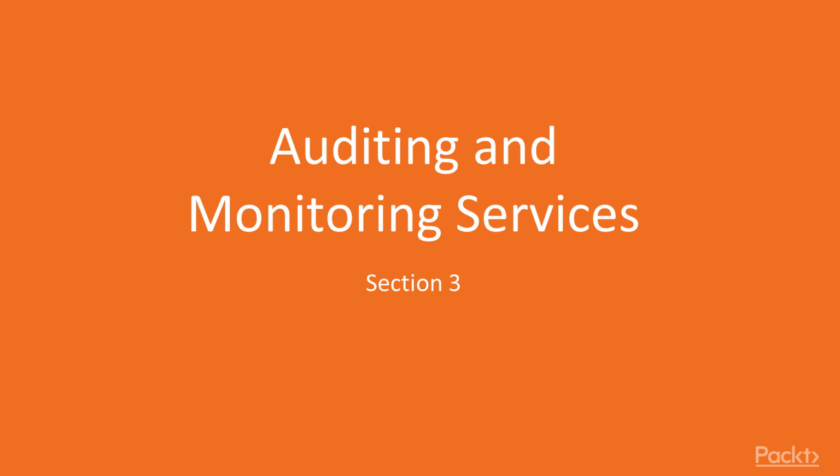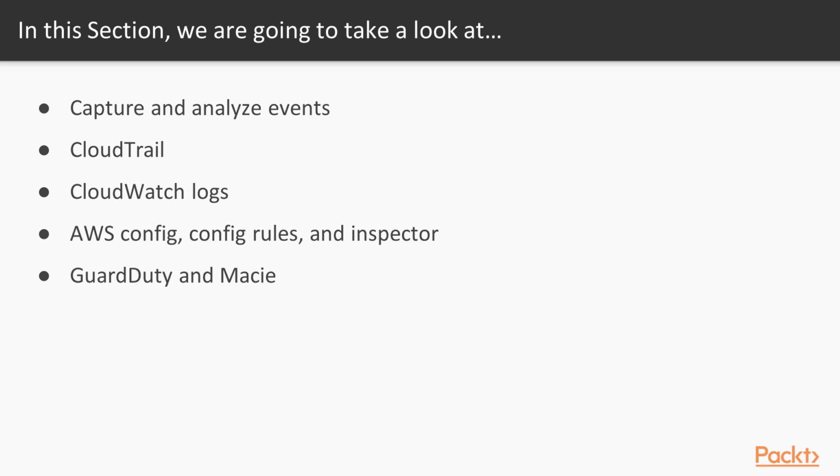Hello and welcome to Section 3, Auditing and Monitoring Services. In this section, we are going to discuss capture and analyze events, CloudTrail, how to use and configure CloudWatch logs, and what AWS Config rules and Inspector are and how to use them. And we are going to review what GuardDuty and Macie are and how to use them.